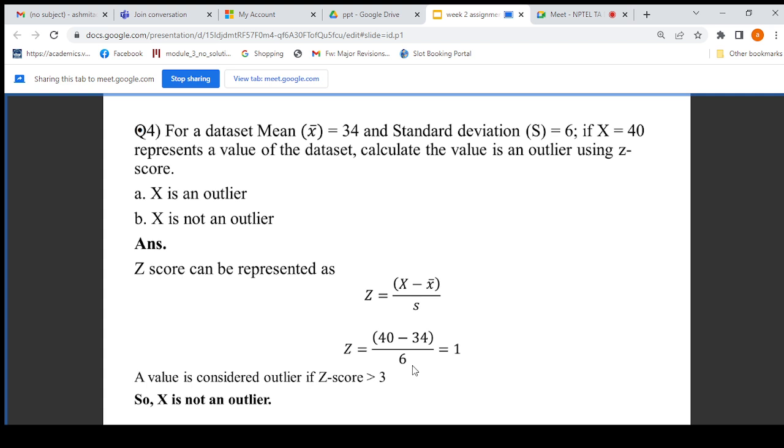So I just want to modify this question a little bit. Can anyone tell me, if the mean of the data set is 17 and the standard deviation is 9, and then what will be the value of 65? Is it an outlier or not?